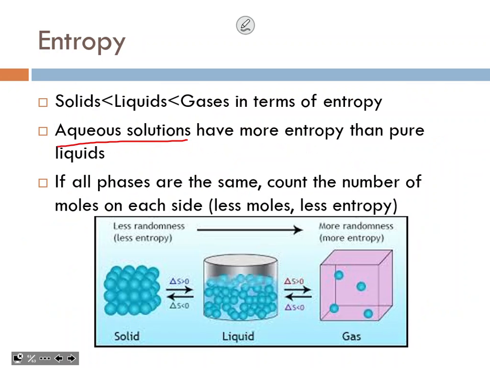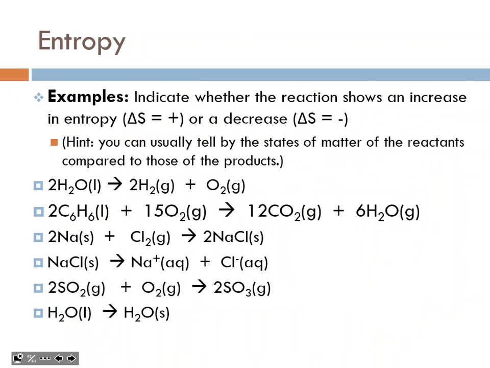Now, if you have all the phases being the same, then you start counting particles. Counting moles. So if you're going from like 5 moles to 2 moles, well, you're definitely becoming more orderly. If you're going from 3 moles to 7 moles, you're becoming more disorderly by producing more particles. Let's look at a few examples and discuss them.